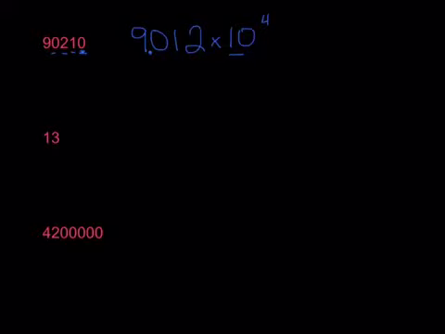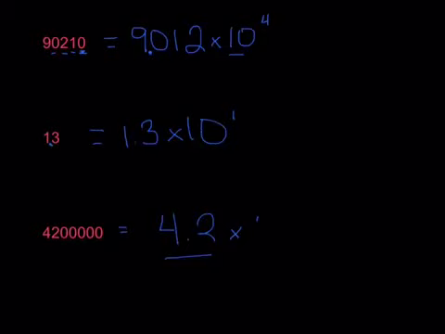Let's go to 13. 13 as scientific notation is 1.3 times 10. Sorry, it's 1.3 because that decimal is going to go right here. Times 10 to the power of, you can pause the video here and see if you can figure out what the power would be. And it is the power of 1. So we have 1.3 times 10 to the power of 1. And last we have 4,200,000. As scientific notation, it is 4.2, which gives us our decimal between 1 and 10, times 10 to the power of 1, 2, 3, 4, 5, 6. So 4.2 times 10 to the power of 6.